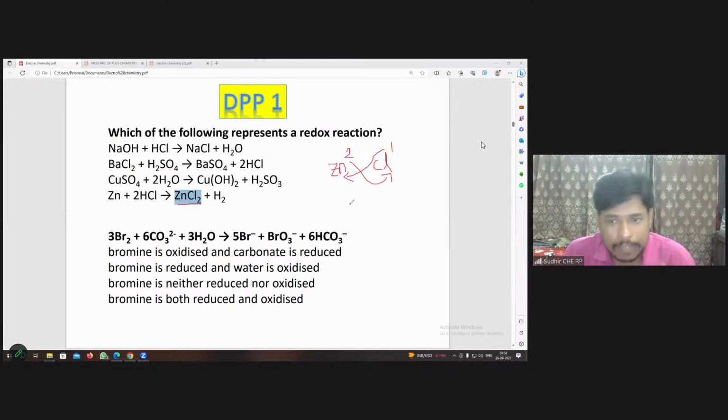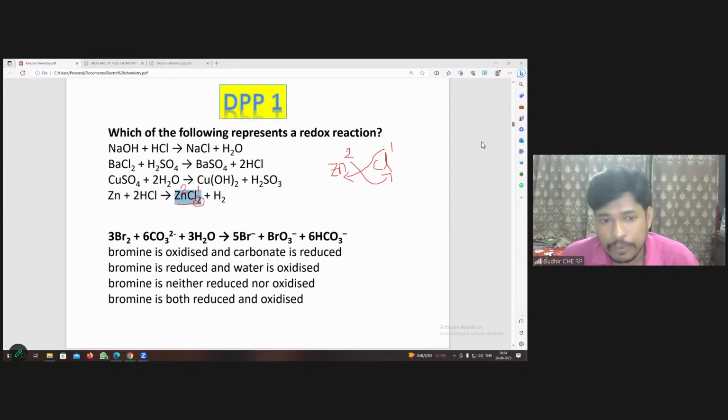Now, after identifying the valency numbers from the crisscross method, from this formula itself I can say this 2 belongs to zinc. That means the valency of zinc is 2, and here 1 is there, so the valency of chlorine is 1. After identifying valency numbers, we have to identify the nature of the element.